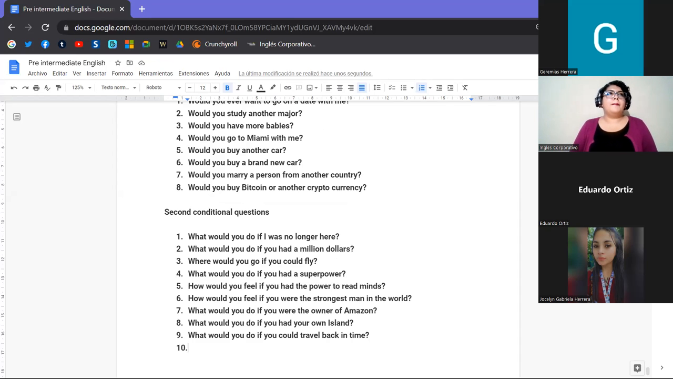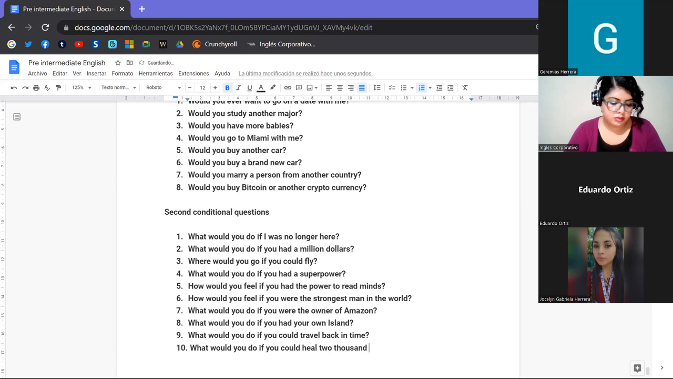It would be a very conflicting question, because in this case, it is not saying that you can heal good or bad people depending on your ideas of good and bad people. So you have to think about the question and think about the answer that we are going to say in question number 10. So in that case, we have the category of second conditional question.